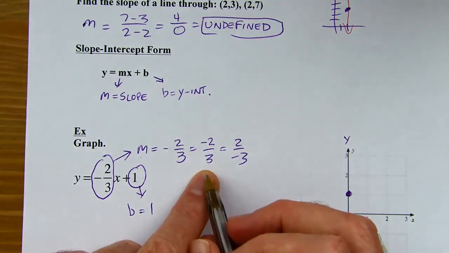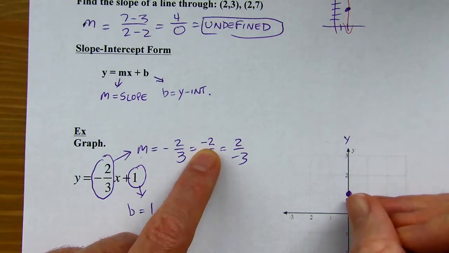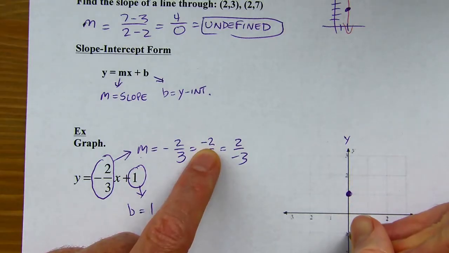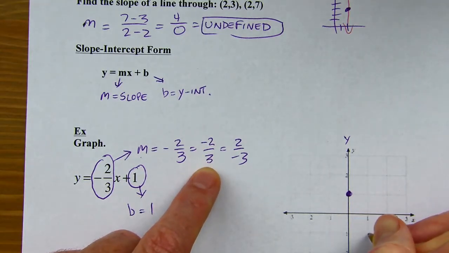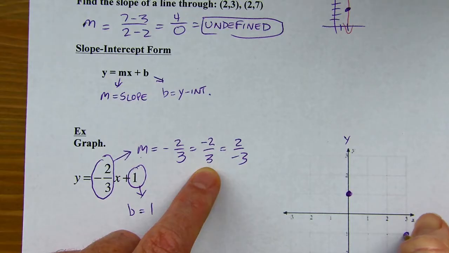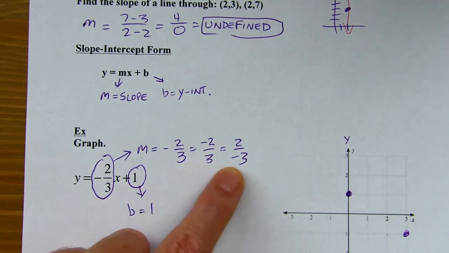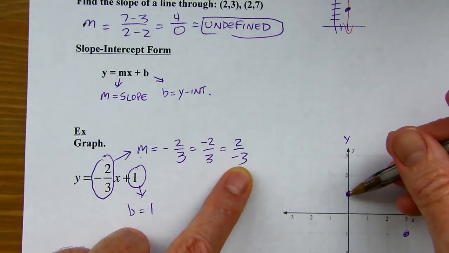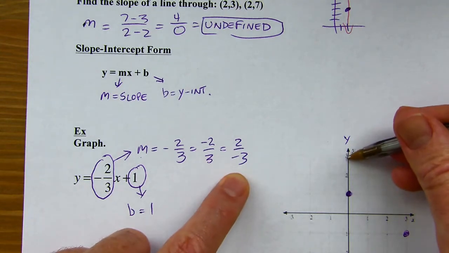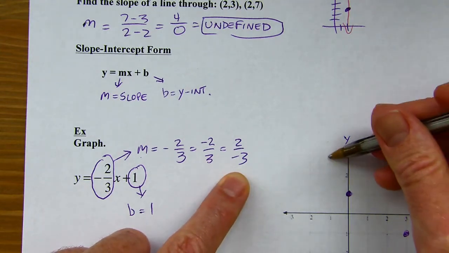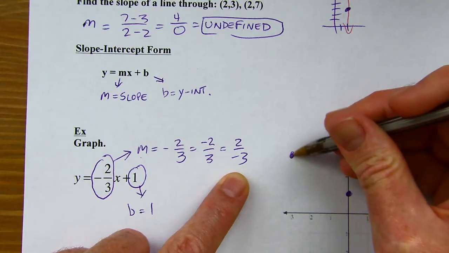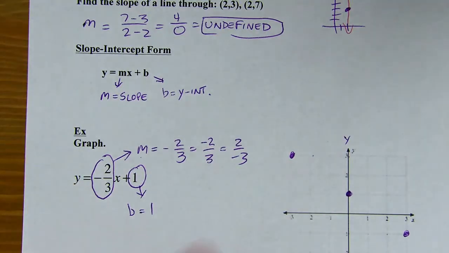So I'm thinking of rise over run. So if my rise is negative 2, I would go down 2 and then to the right 3. 1, 2, 3, which would put me right there, okay? Let's say I had chosen this one. Well, then my rise would be 2, and my run would be negative 3. So I'd be going 3 to the left. And I actually end up with the same line either way.